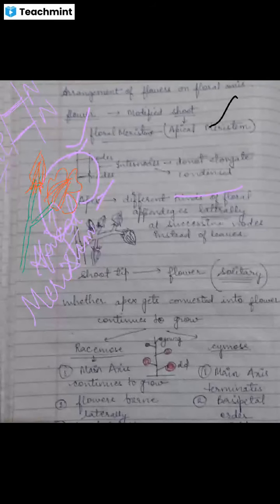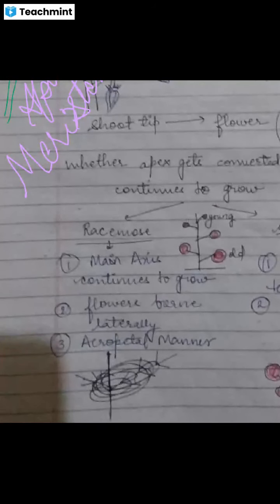Okay, next thing. Whether or not the apex gets converted into the flower, we have mainly two types of arrangement of the flowers. One is the racemose and second is the cymose. Now, what is racemose and what is cymose? Racemose means whenever the main axis continues to grow, it is racemose. This is the main stem and it continues to grow and the flowers are here. They are growing on the side, on the lateral portion.